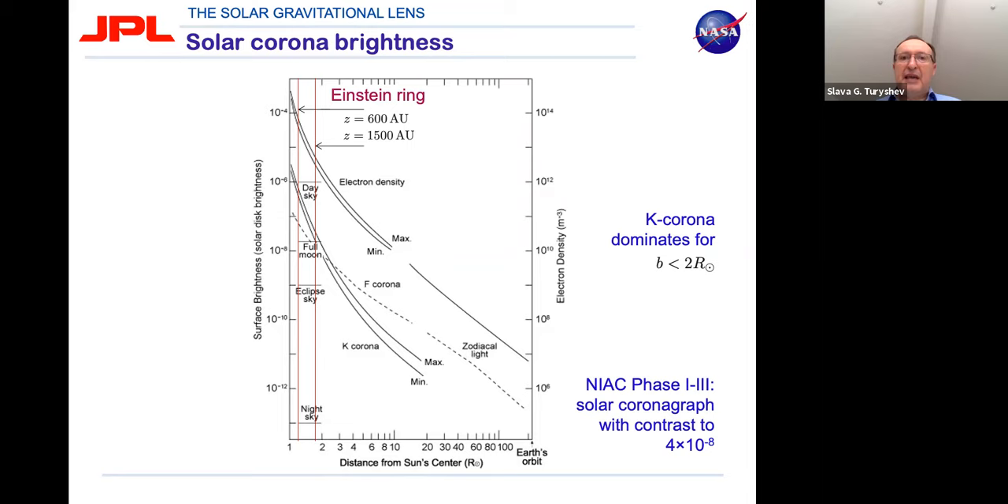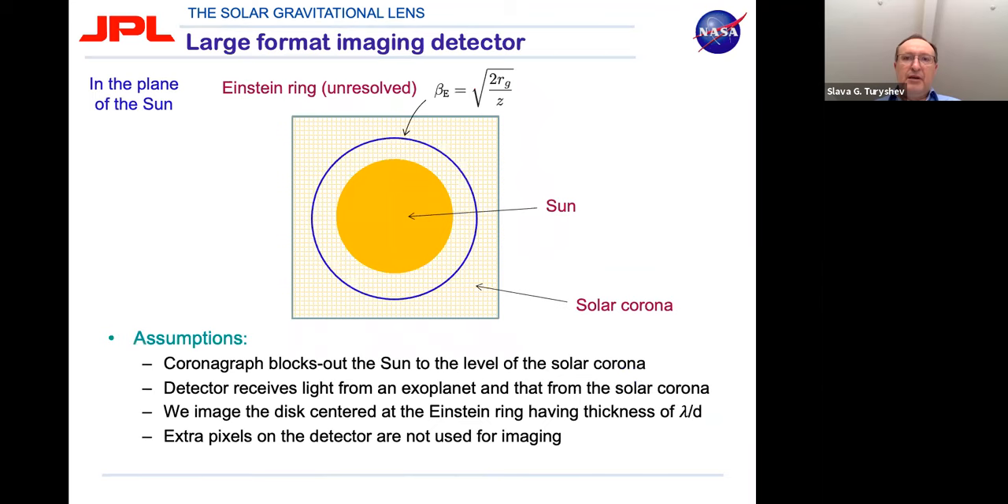So moving on, that's how we work. Imagine this is the image, the focal plane of our imaging telescope. On that focal plane, we have a multi-pixel detector, and that detector sees the Einstein ring that is shown in the blue curve, the blue circle.